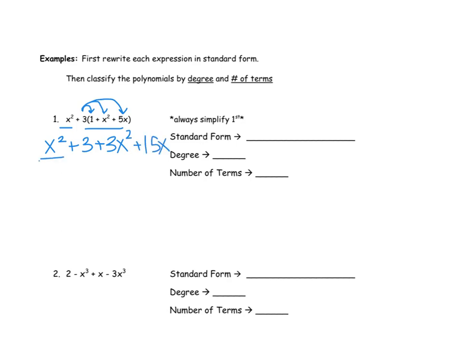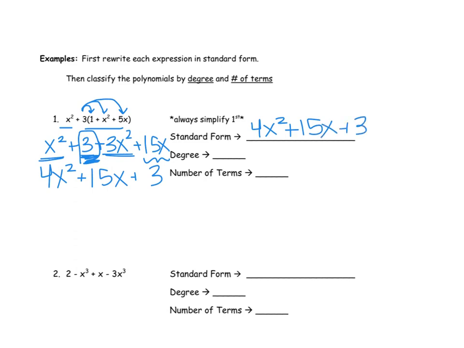To write this in standard form, I need to get all the x squareds at the front. So x squared plus 3x squared gives me 4x squared. Then I have a 15x would come next. And finally a 3, since that has no x's on it. So my standard form would be 4x squared plus 15x plus 3. To find the degree, we would look for the highest exponent. And to find the number of terms, we count the expressions that are separated by pluses and minuses.